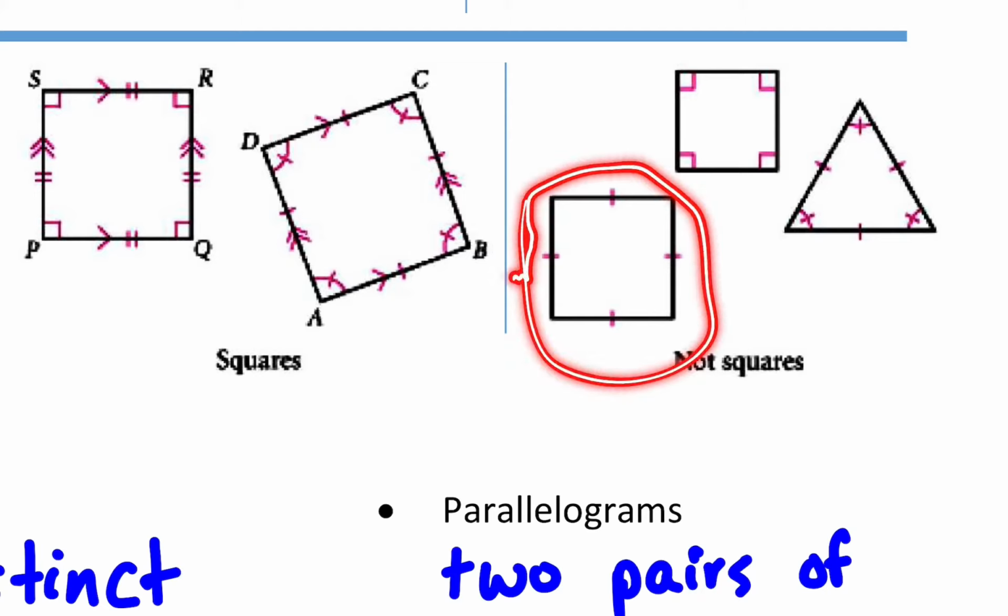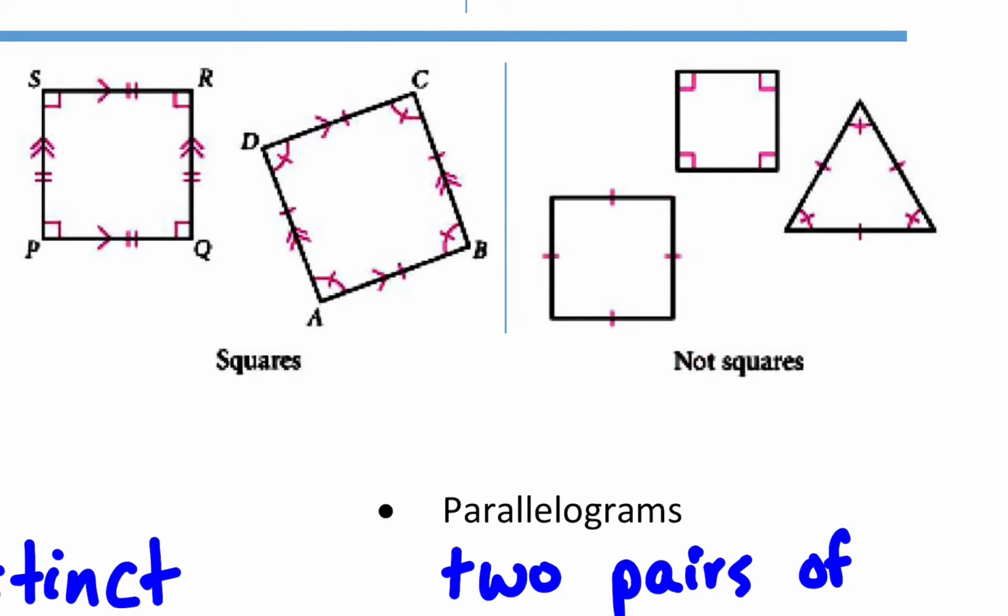Okay, why isn't this a square? All four sides are congruent, but I don't know whether or not these angles are congruent, which if they were, then it would be a square. In this one, all four angles are right angles, which works, but all four sides are not marked as congruent. So it isn't necessarily a square. And this one, well, it's a triangle, not a quadrilateral.